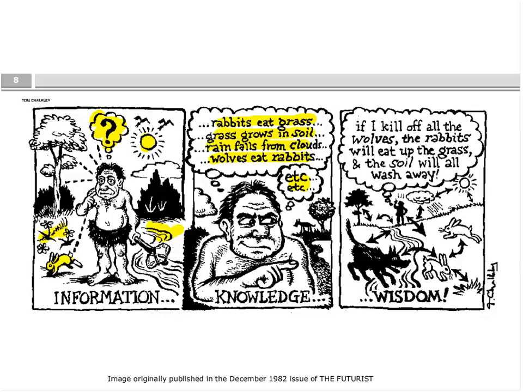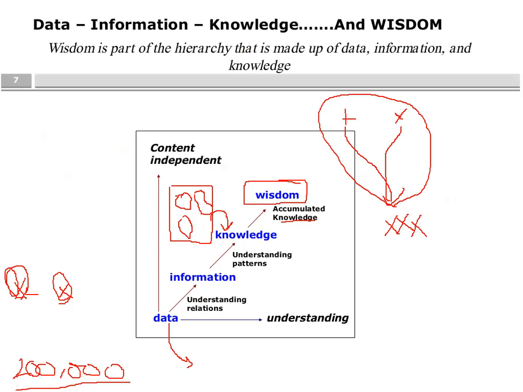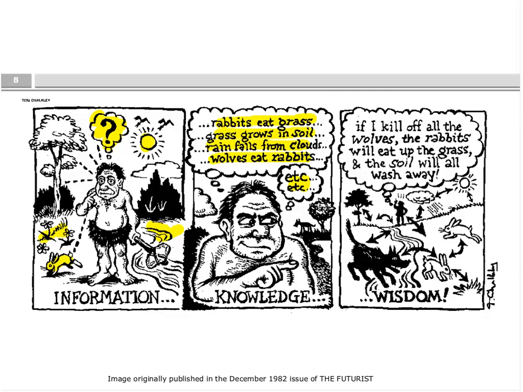This is knowledge. This is an understanding, because he understands the relationships between rabbits and the rest. If we go back to this slide, understanding the relationships is information, and understanding the patterns is knowledge. So we have the sun, we have rabbits. Now he tries to figure out the relationships and a pattern. When it comes to knowledge, rabbit eats grass, grass grows in soil. This is the pattern of relationships. Rabbit eats grass is a relationship, but when all these relationships are put together, there is a pattern. He's about to discover that pattern. If I kill off all the wolves, the rabbits will eat up the grass, because rabbits are not going to be hunted by the wolves, and the soil will all wash away.